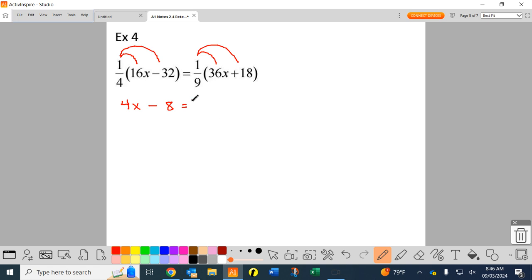Y'all see the 4x and 4x? That's going to be something unique. And then what's 1/9 times 18? 2. Is everybody okay with all that multiplying? Does anybody need to talk about typing any of those fractions on the calculator?